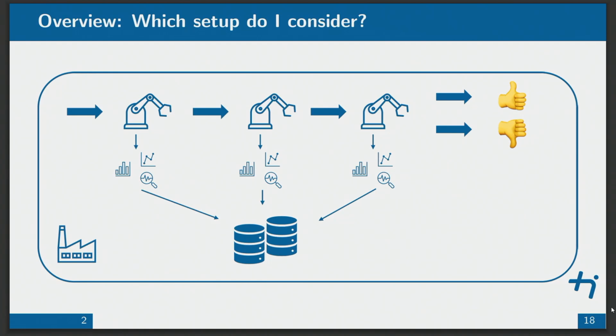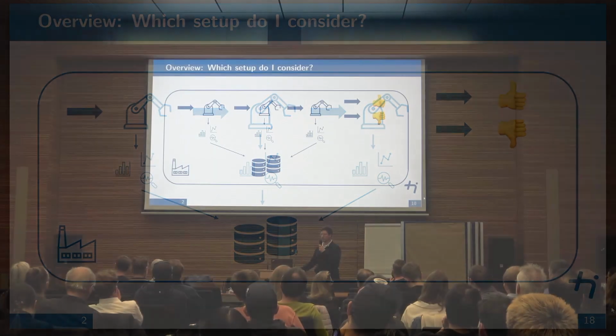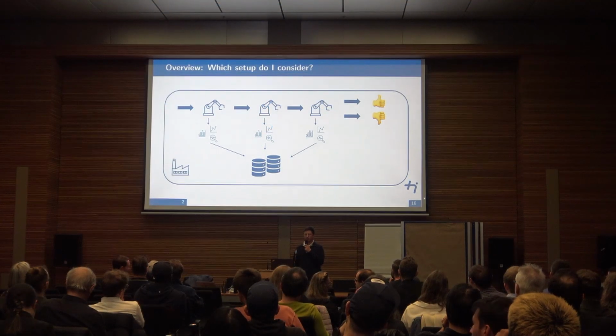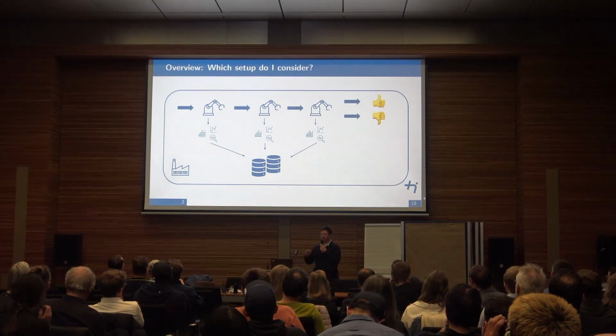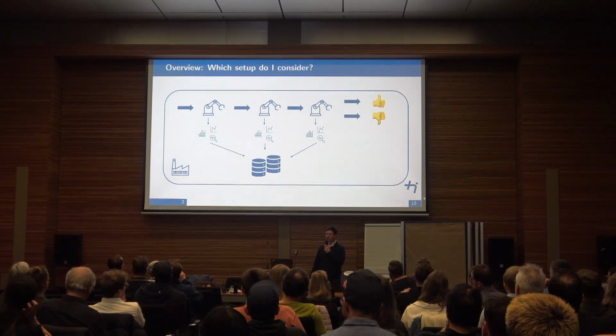So in general, for my dissertation, which setup do I consider? I consider an Industry 4.0 enabled or ready factory. That's important. In this factory, we have several machines that do certain production steps for goods, basically. And during these production steps, different amounts of data are produced.